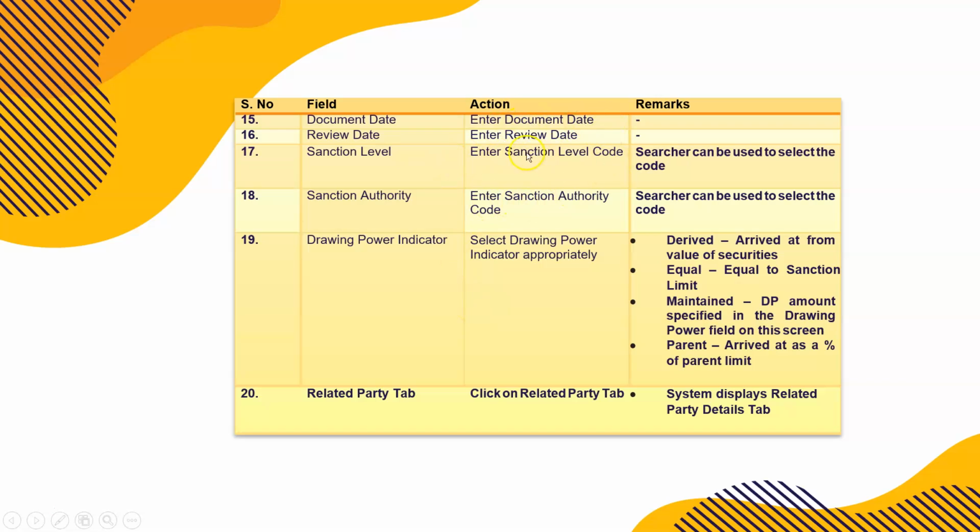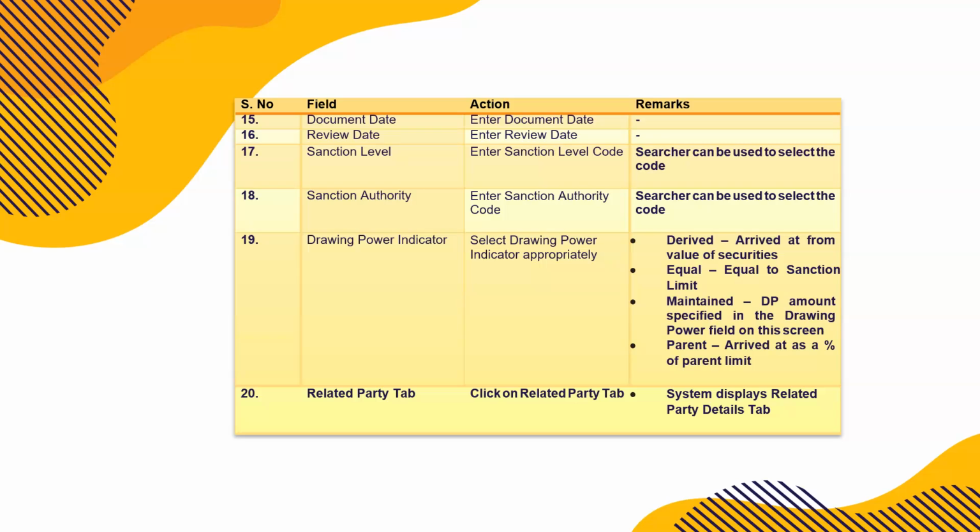Document date, there is an option. What is the date of your documentation? Review date. So generally it is a 1 year review date, right? Sanction level, whatever the level is: branch level, regional office level, zonal office level, head office level, depending on the sanctioning authority. So go on the searches for these levels, document dates, control X, and drawing power indicators.